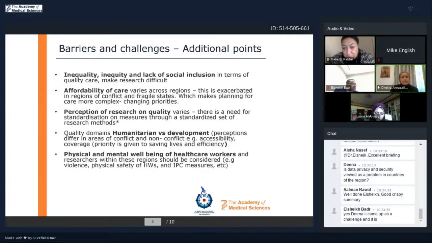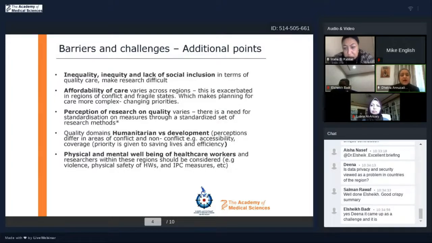Perception of research on quality varies. So how strong the research is, we follow on a standardized basis. For example, implementation research, the impact of an intervention, the quality of the research, and the research on quality need further work and further standardization.